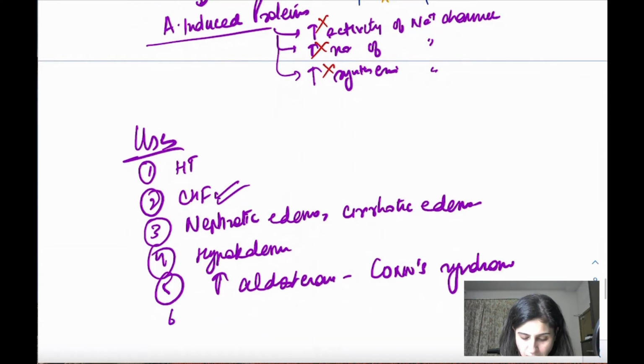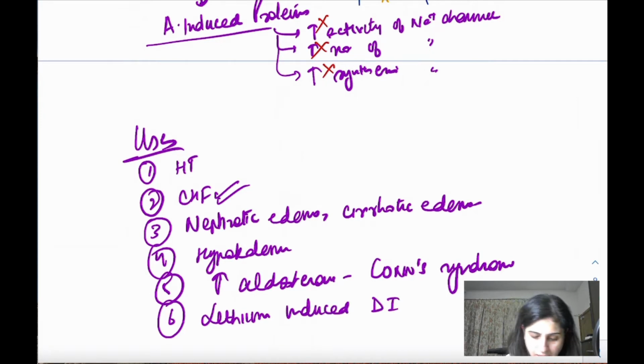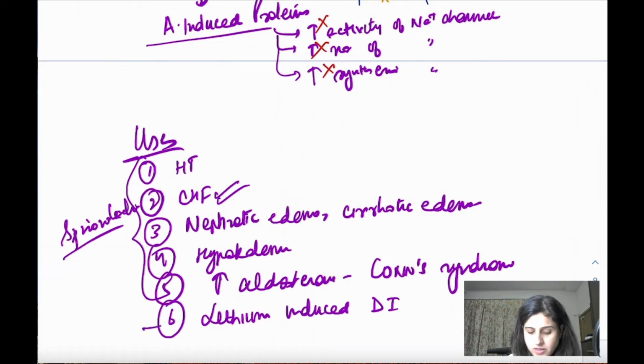Then amiloride, उसको specifically हम कहाँ use करते हैं? We use them in lithium induced diabetes insipidus. ये mostly यहाँ पे we use spironolactone or eplerenone. ठीक है? But this is for amiloride, lithium induced.